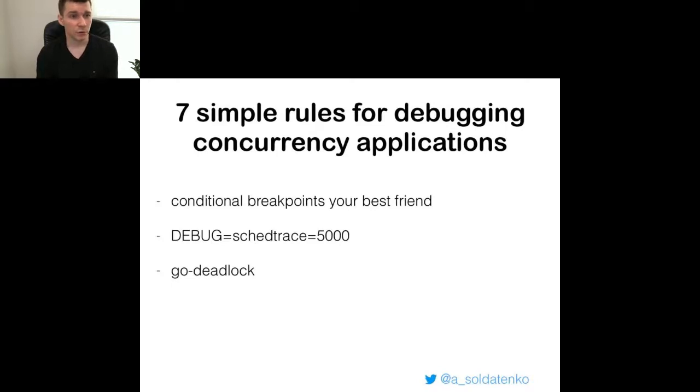If you're not sure what's going on, use scheduler trace for learning, studying, or for production tracing. And as a bonus, Go deadlock is really great. I know at least a few huge libraries using it. So it's very promising, at least for me.